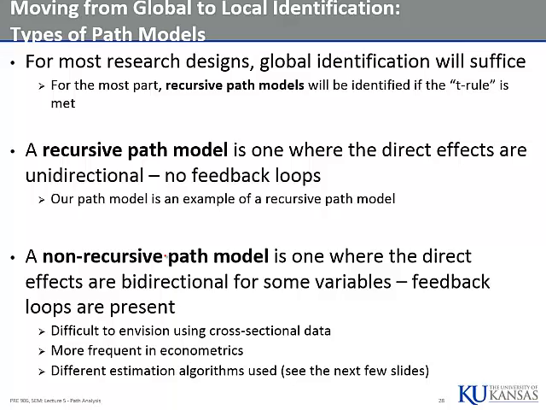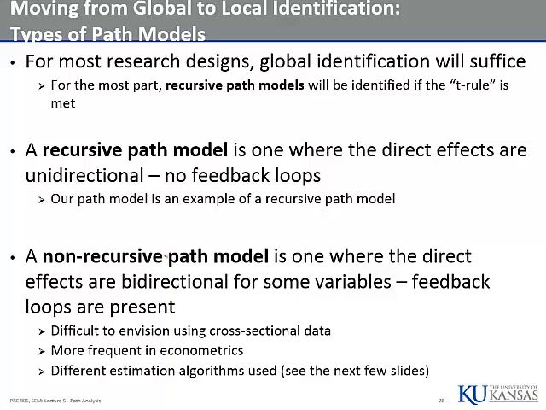So for most research designs, I say that it's a terrible throwaway comment, but most of the ones that you see in the social sciences, counting is enough. That's fine. It should suffice. Because what we'll be running are models that are said to be recursive. Recursive path models are good. There's another bad term, but recursive.